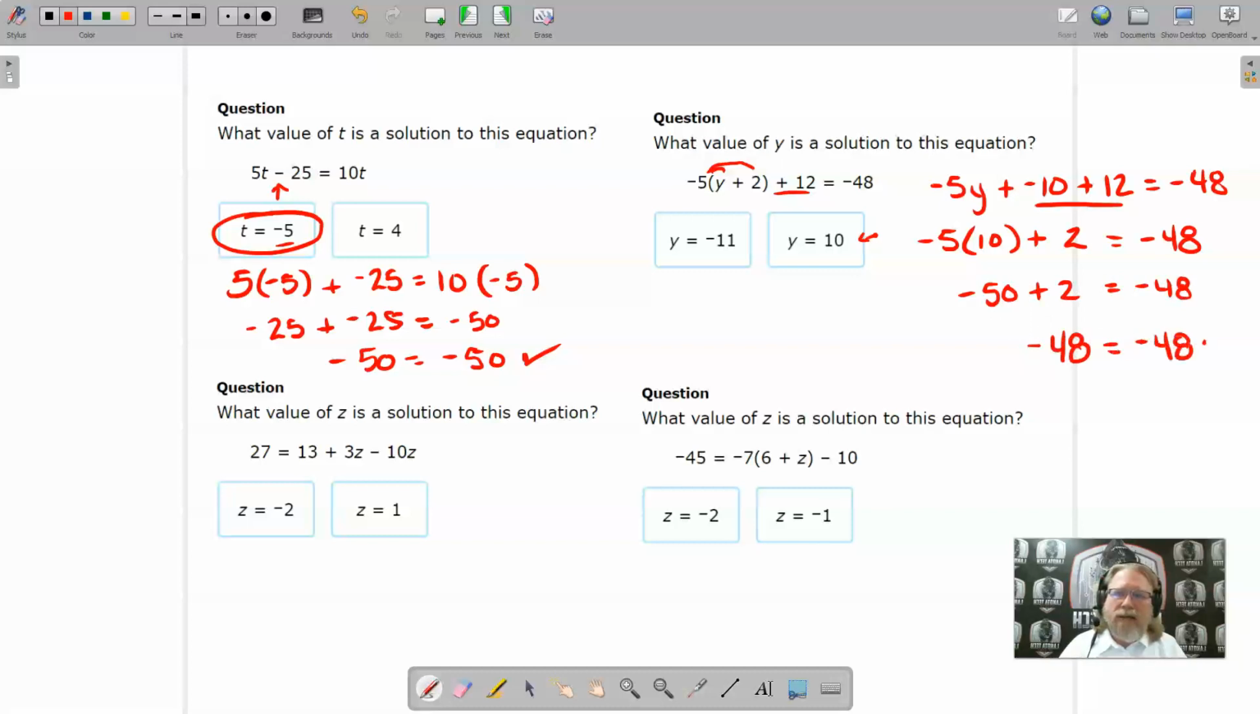So this creates a true statement. So therefore, y equals 10 satisfies this equation. So that is the correct answer. And notice that strategy that I used, I figured it'd be a lot easier to multiply by 10. So that's the reason I tried that one out first.